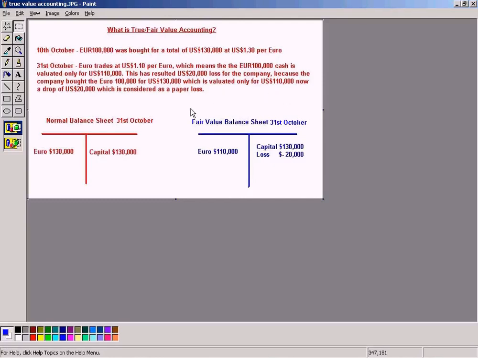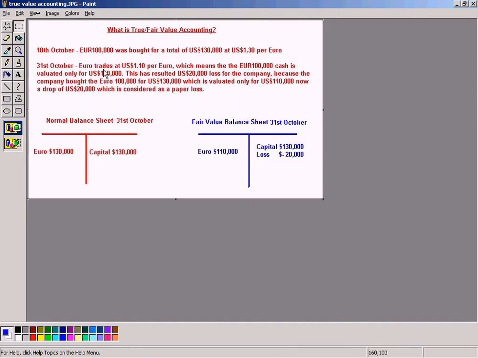So what we have to do is find out the actual true value of a company before we present the balance sheet. In order to find this, we need to convert the euro 100,000 to the prevailing market rate on 31st of October. If this balance sheet is prepared on 30th October, you need to use the prevailing rate on 30th October. However, in our example, we are preparing this balance sheet on 31st October.